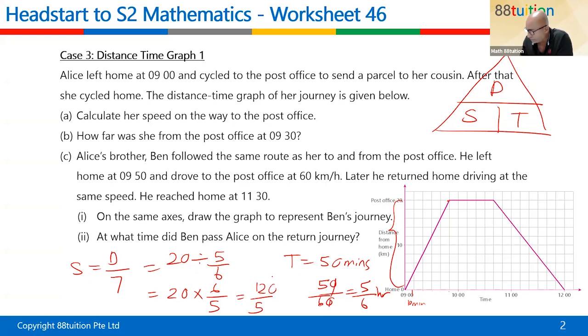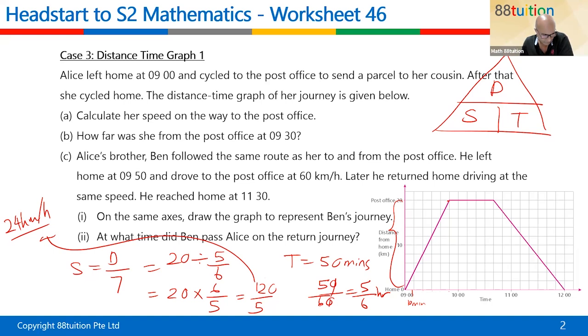And it gives you, I put the answer here. The answer is 24 kilometers per hour. Clear? That is your answer for part A.